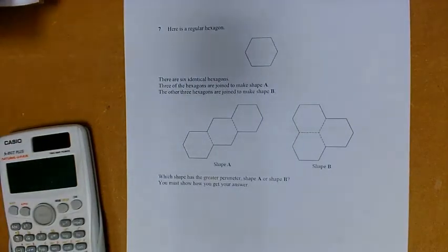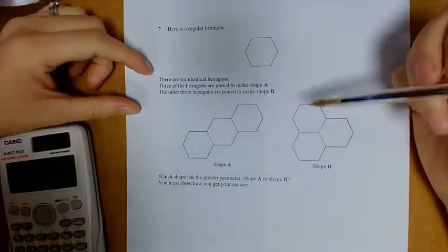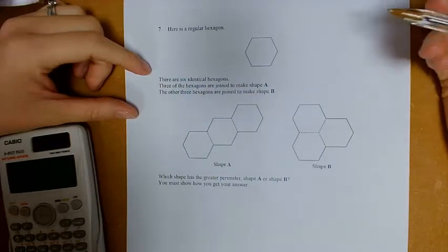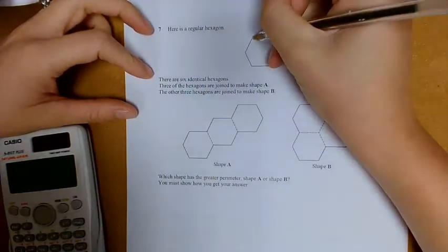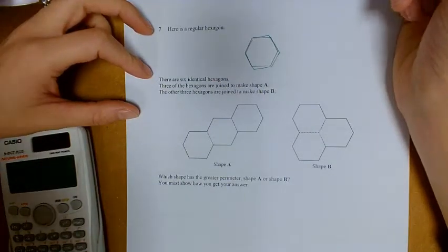Here is a regular hexagon. There are 6 identical hexagons. 3 of the hexagons are joined to make shape A. The other 3 are joined to make shape B. Which shape has a greater perimeter? Now remember that the perimeter is the distance around the outside of a shape. Okay, the distance around the outside of a shape.